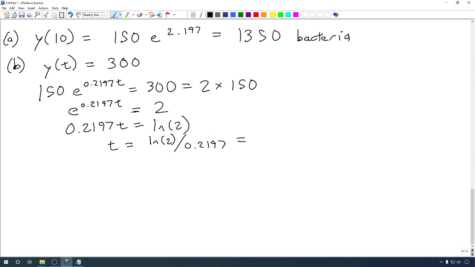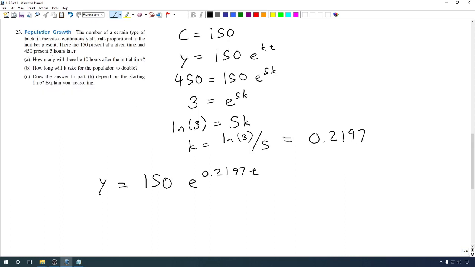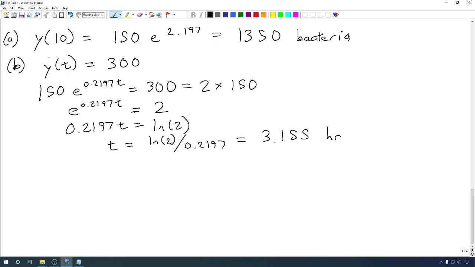And of course, we use a calculator to find out. We had 3.155, and this is in hours. Remember, our t here was given originally in hours. We had 5 hours here. So it'd take a little over 3 hours for this population of bacteria to double in size.